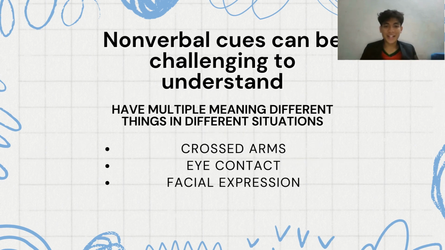Nonverbal cues can be challenging to understand. Why? Because they can have multiple meanings, different things in different situations. So these three examples, which are crossed arms, eye contact, and facial expressions, might have different meanings depending on the situation. So I'll take an easy one.